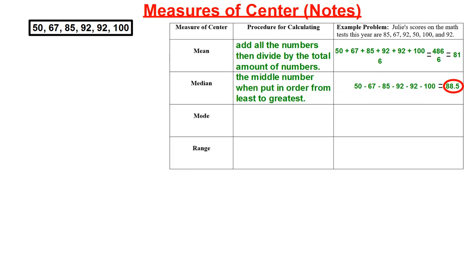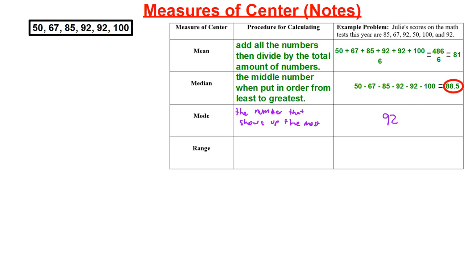Now, mode is the easiest one. All mode is, is the number that shows up the most. As we can see, 92 is the only number that occurs twice, so our mode is simply just 92, and that's it.